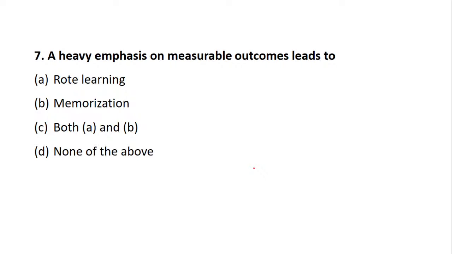It's very easy. Heavy emphasis on measurable outcomes, that is results, will definitely be decided not only with rote learning but also with memorization. So it is option A as well as option B. Very good. Okay, so now we can go on to question number 8.